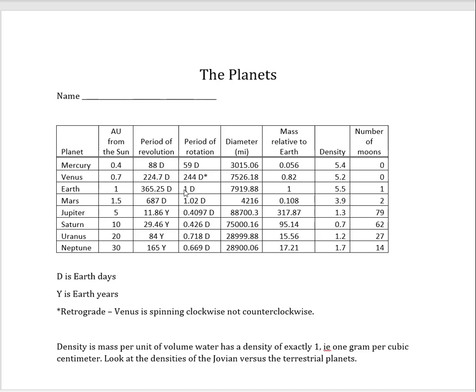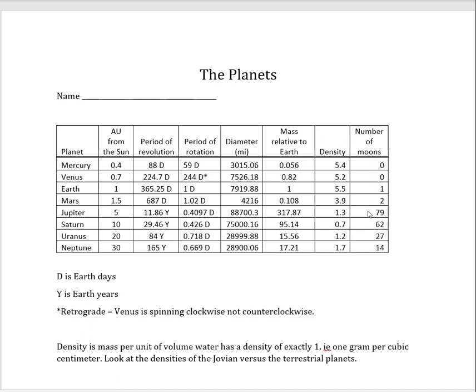And then notice that the Earth is one, right? And then diameter. Oh, by the way, this is sidereal period of rotation. So this is just literally 360 degrees, not a solar period of rotation. Diameter, how far across? Okay, in miles. Mass relative to the Earth. So how much does the planet quote unquote weigh if the Earth weighed one? So you can see that Jupiter would weigh 317 times what the Earth weighs. Mercury would weigh 0.05 times what the Earth weighs.